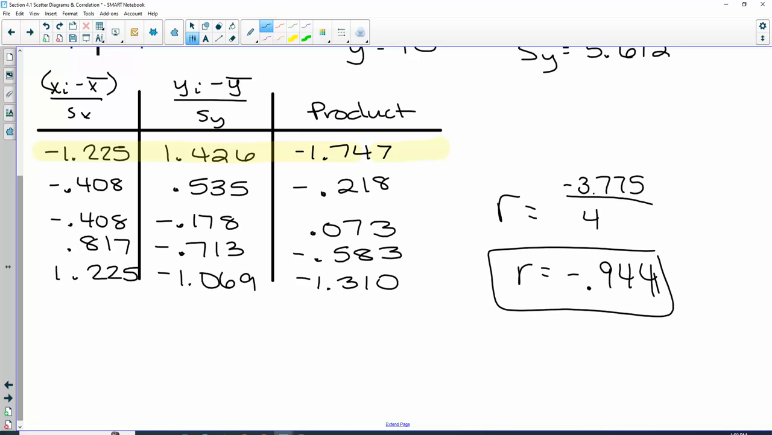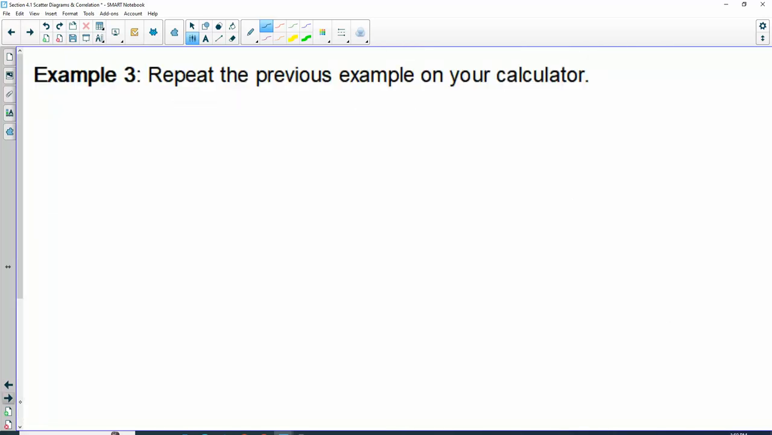So we already have this stuff entered into our L1 and L2. So go to your STAT, CALC, number 4. And if we go through here, what letter are we looking for? r. And that was negative 0.9456. Were we close? Yeah, pretty close. How come we're off a little bit? Rounding. We rounded everything to 3 decimal places. If we had kept 4 or 5, would we have been closer? Absolutely.